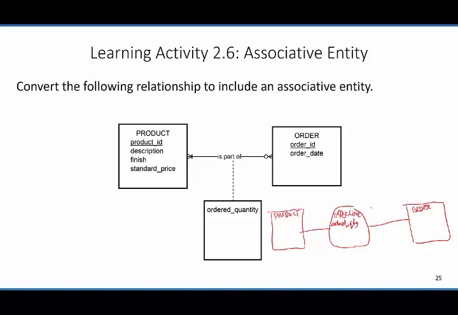Then we're going to model the cardinalities. So a product is included on 0 to many orders, and an order has 1 to many products. Then we have the mandatory 1s on both sides, and then we also need to name these relationships. So an order has multiple products, and a product is included on an order line. And that's how we would do this particular learning activity.